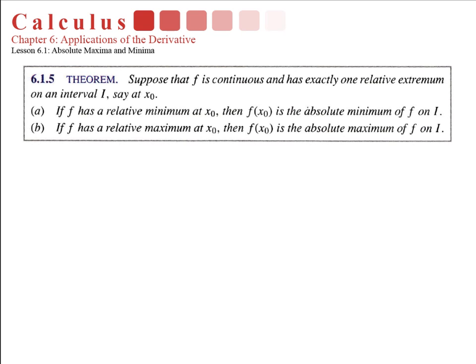Theorem. Suppose that f is continuous and has exactly one relative extremum on the interval I, say at some point x0. Then A, if f has a relative minimum at x0, then f of x0 has to be the absolute minimum. B, if f has a relative maximum at x0, then f of x0 has to be the absolute maximum of the function on the interval.